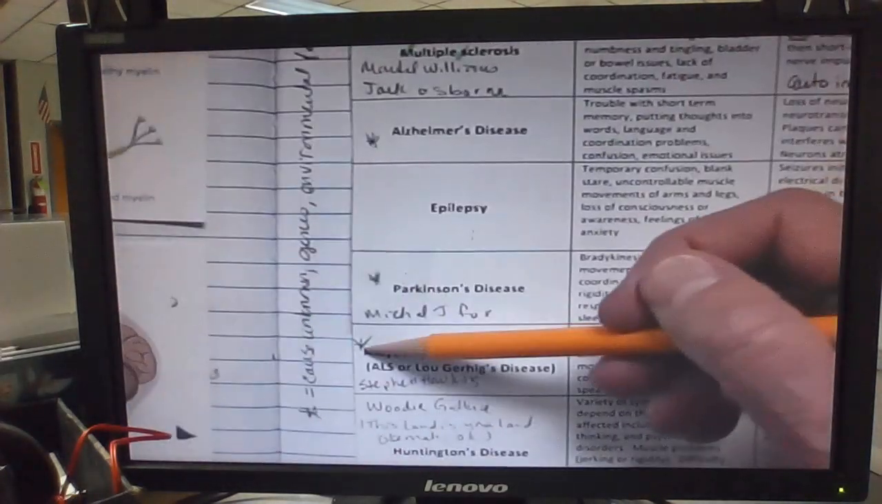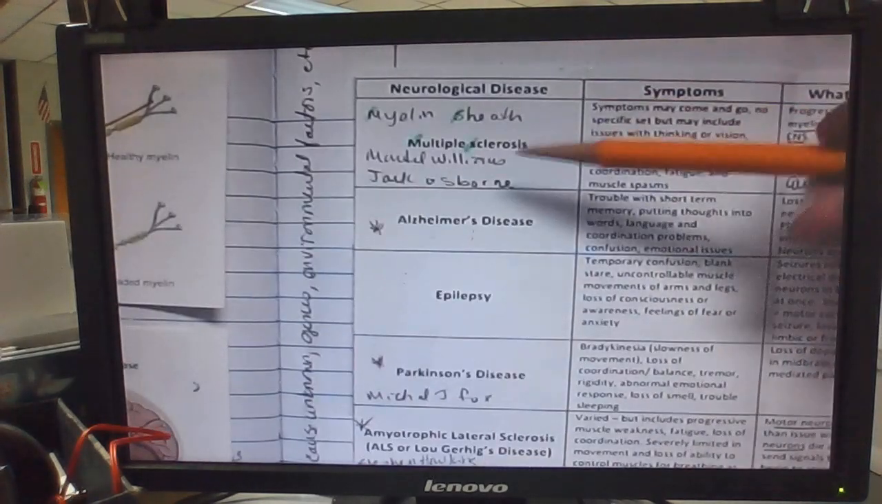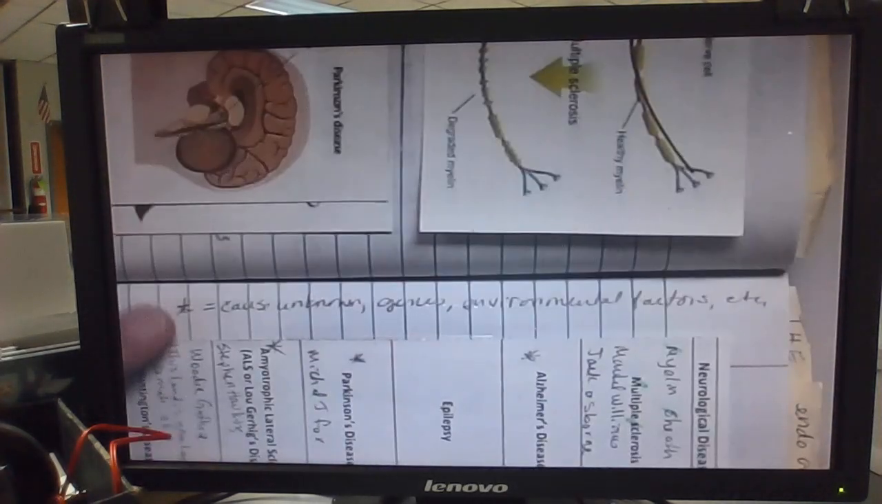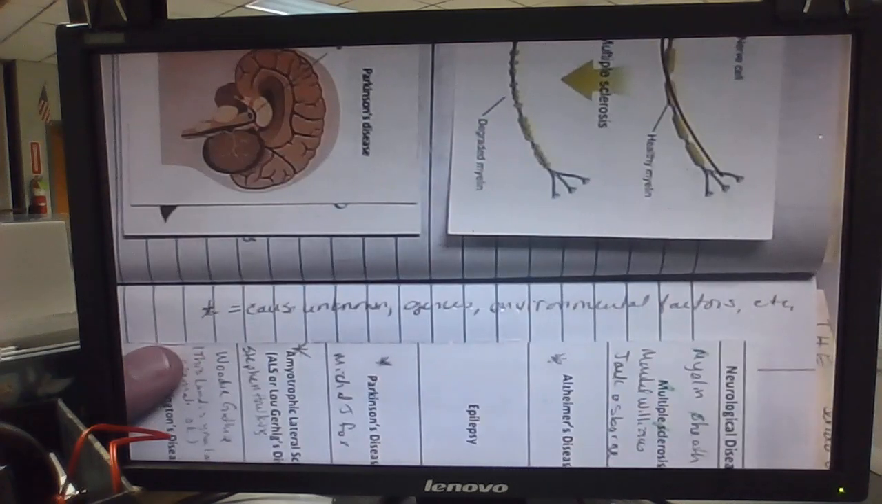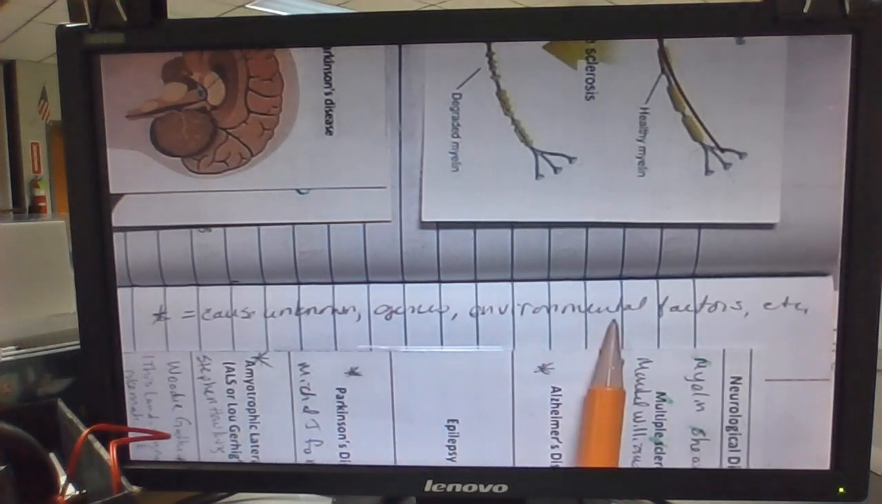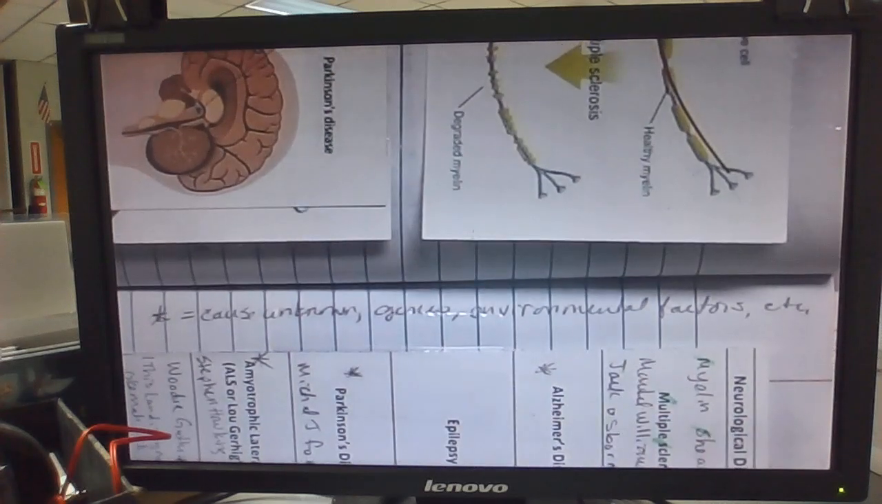All right. So I have a star next to ALS, a star next to Parkinson's, a star next to Alzheimer's diseases. And so on the side right here, I added information for these. The cause is unknown. It could be genes, it could be environmental factors, it could be an illness that brings it on. Don't really know a definite cause.